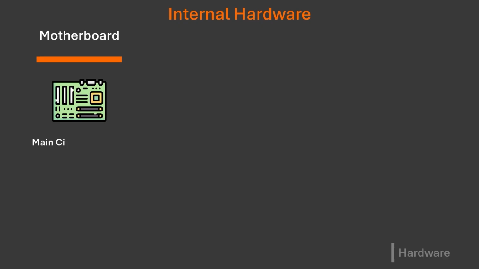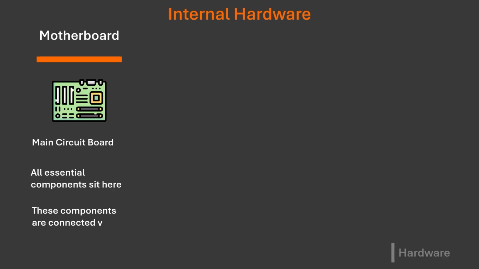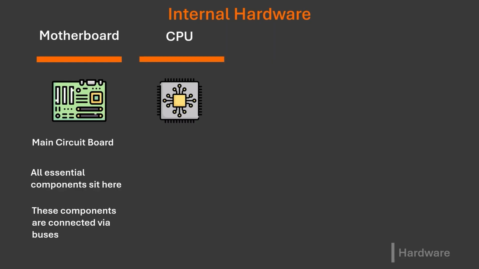Now, let's explore the hardware inside a computer that makes all of this possible. First, we have the motherboard. This is the main circuit board where all the essential components sit. These components are connected via pathways called buses. The central processing unit or CPU is the core processing unit executing instructions and performing calculations.